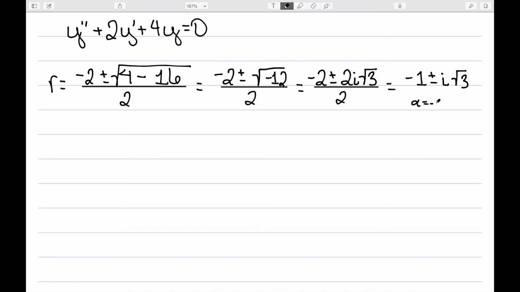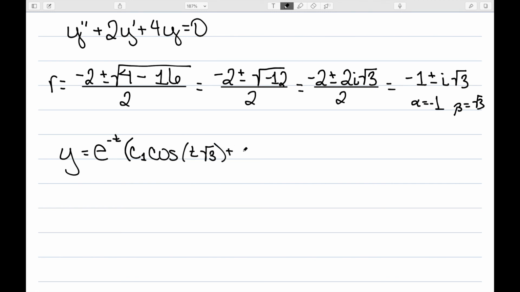In this case, alpha is negative 1 and beta is the square root of 3. So my solution would be e to the alpha t, so e to the minus t, times c1 cosine beta t, so t times root 3, plus c2 sine beta t, so c2 sine t root 3. And now I have my general solution.